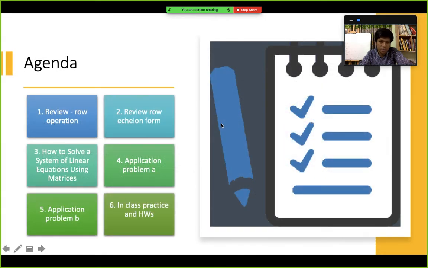So these are the agenda. First of all, we will review row operation and review the row echelon form. Then solving linear equations by using the matrices and application problems. There are two application problems, then homework and practice problems.